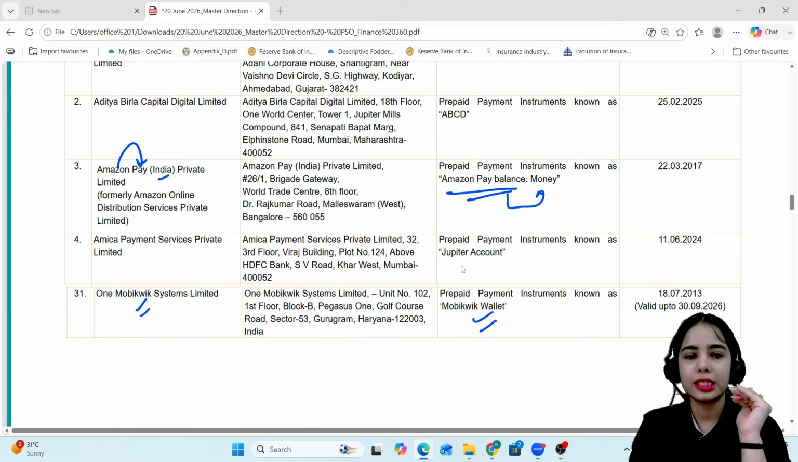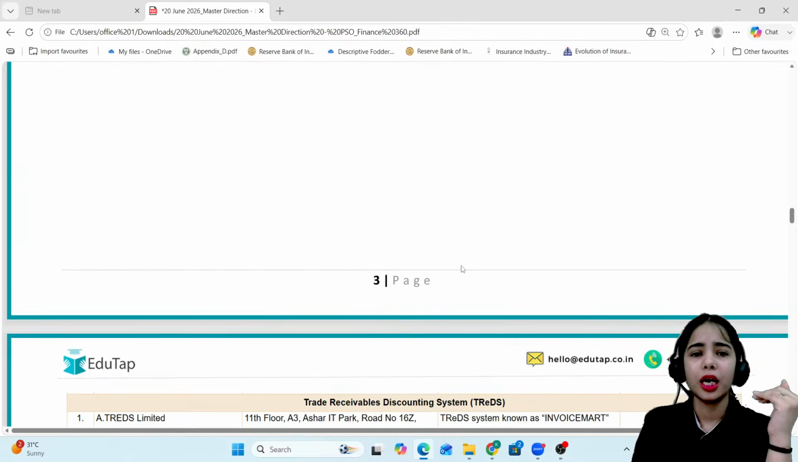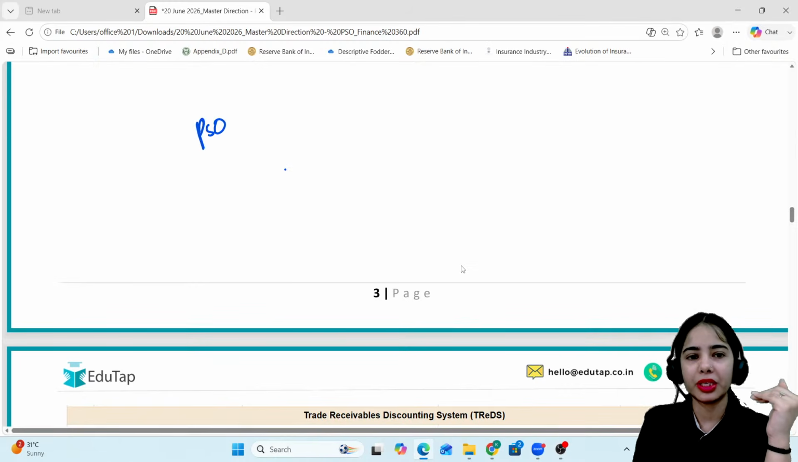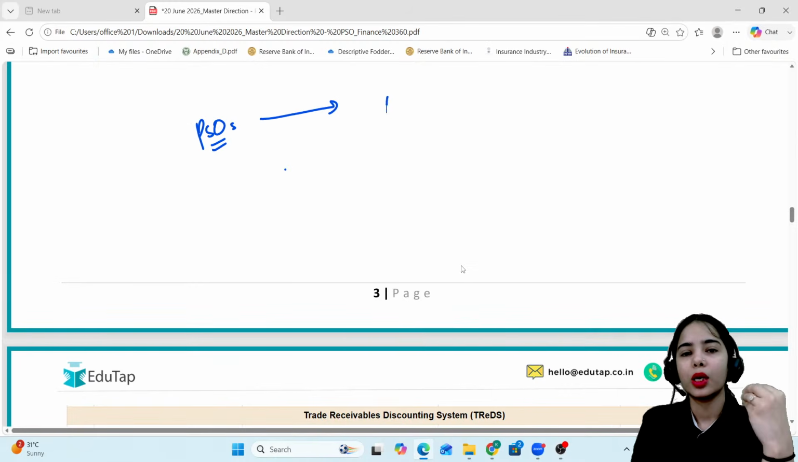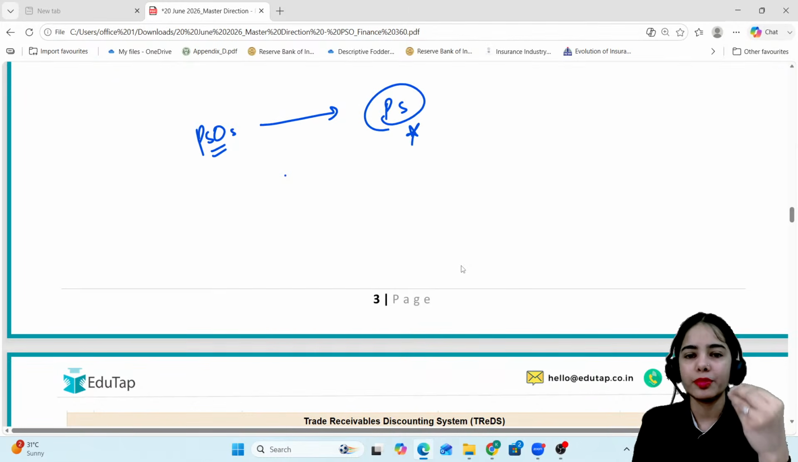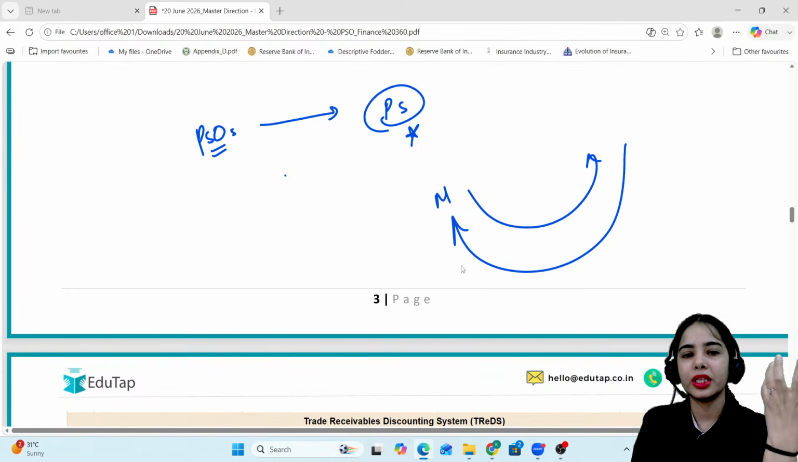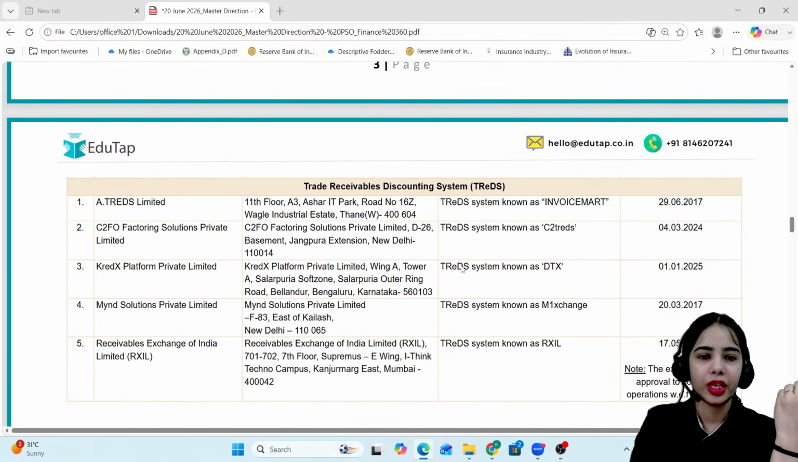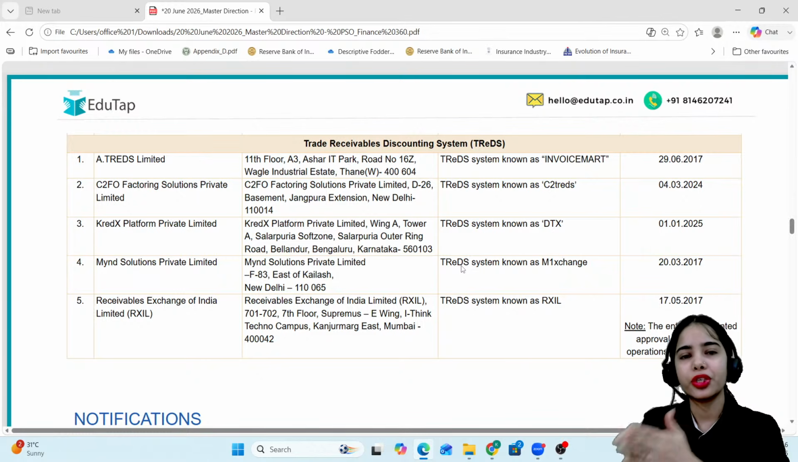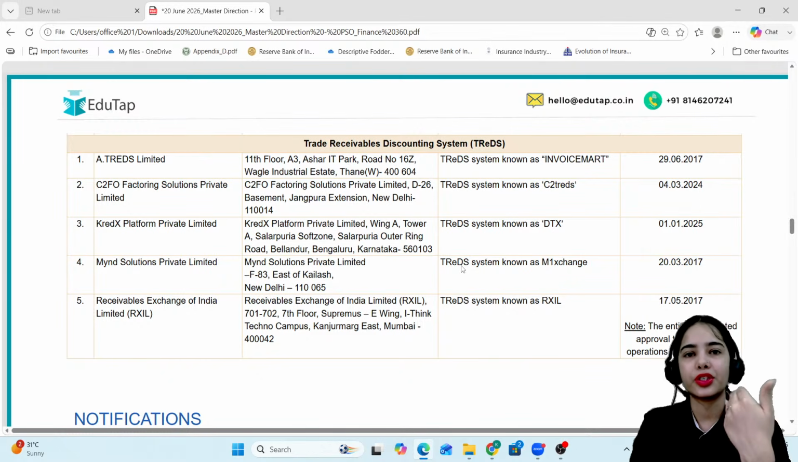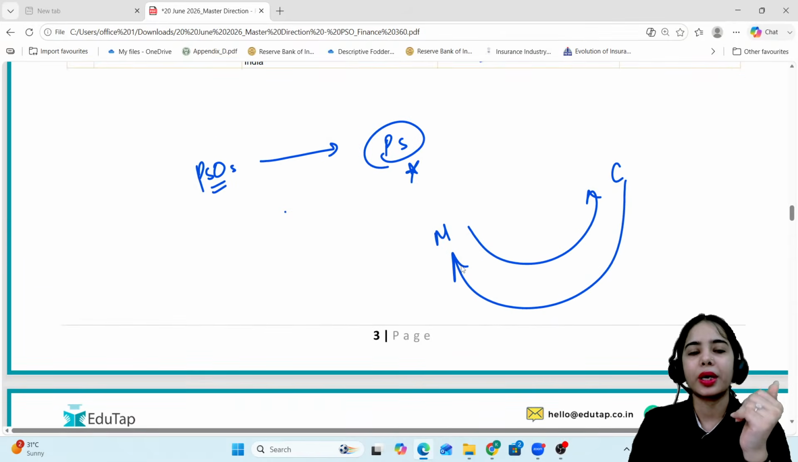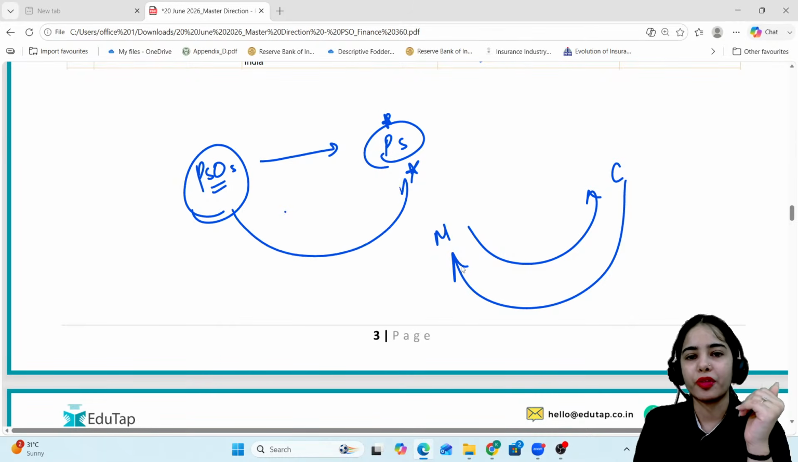I hope this is clear, that there are multiple payment system operators operating one or another kind of payment system, so that payments can happen smoothly between people, or between the merchant and the customer. Okay. So person to person and person to merchant transfers can happen smoothly. The transactions can happen smoothly. That's why there are payment system operators that provide the payment systems.